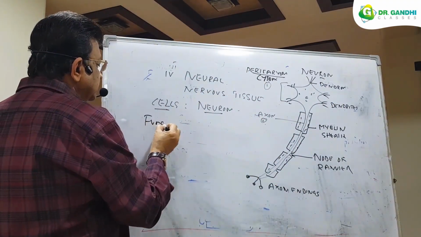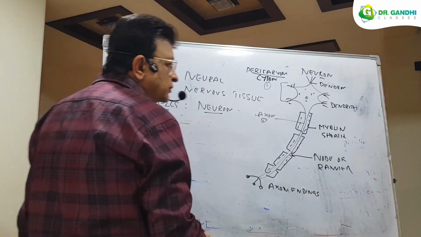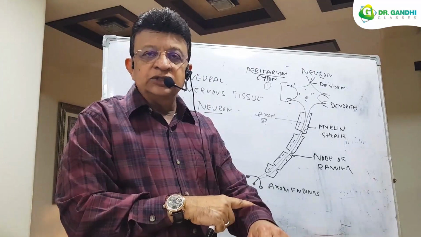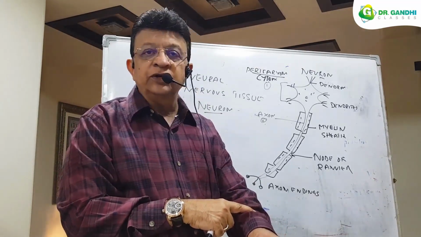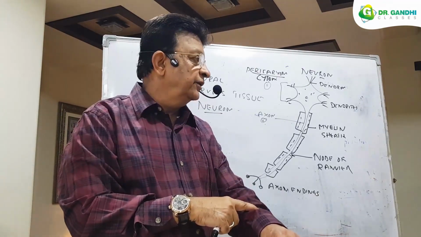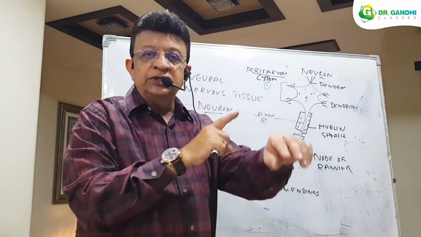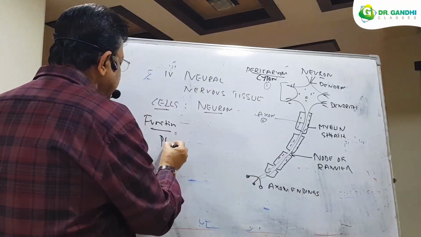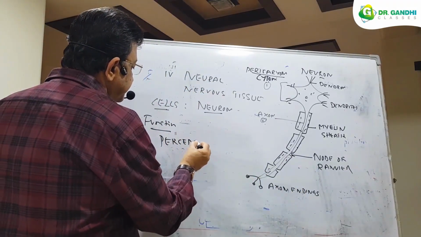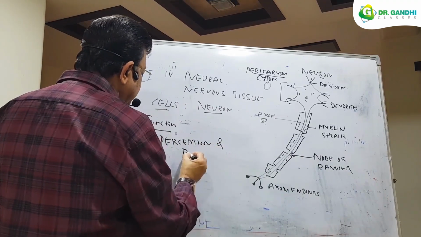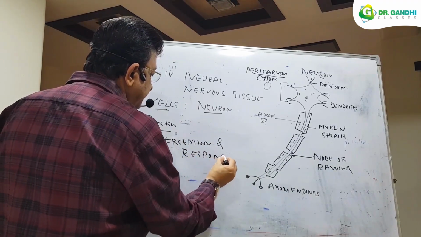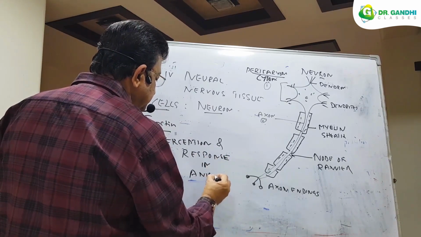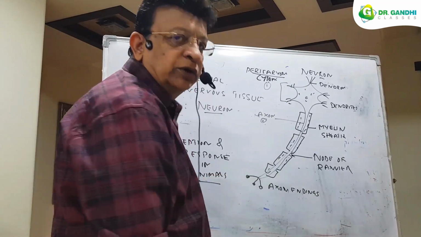What is the function of the nervous system? When somebody touches me, I respond. The touch was perceived and I responded. So the function of nervous system is perception and response in an organism. Touch, response, perception, response. So the function is perception and response in animals. So that finishes the 4 types of tissues.